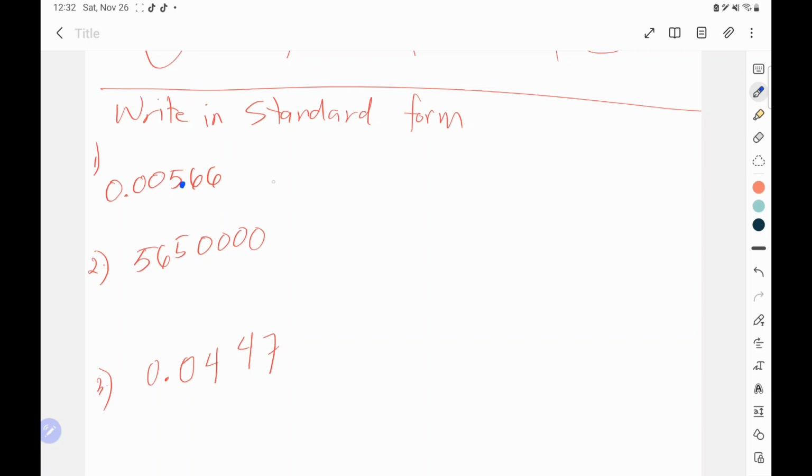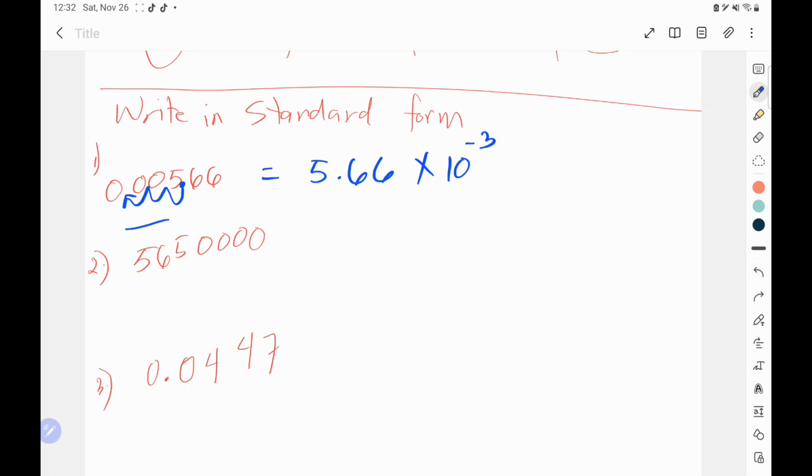Afterwards, we count the number of decimal places going to the original position of the decimal point, which is going to the left. So that becomes 1, 2, 3. That means we have 3 units to the left, so 5.66 times 10 to the power of negative 3. Why negative 3? Because we counted to the left.